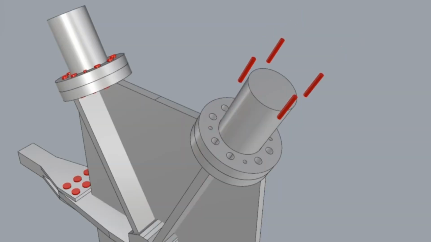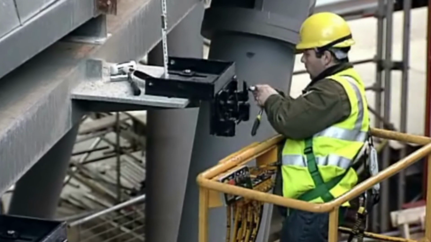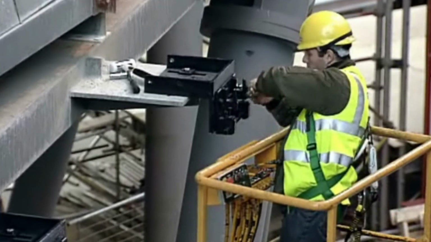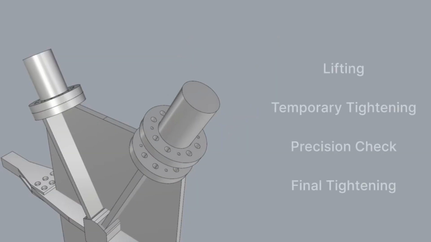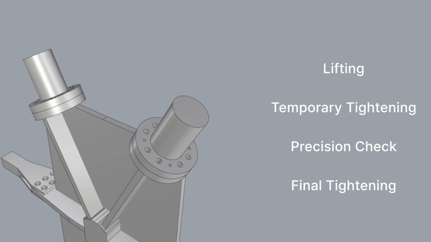Once it is confirmed that the diagrid is in the correct position, they finish by tightening all the high-strength bolts. At this point, it's important to tighten to the specified torque. Through these processes, the diagrid structure of the Saint Mary Axe project could be assembled in the precise position.